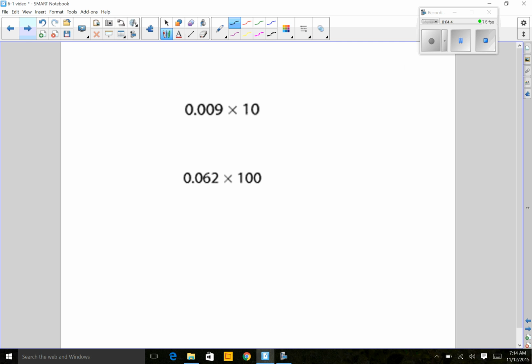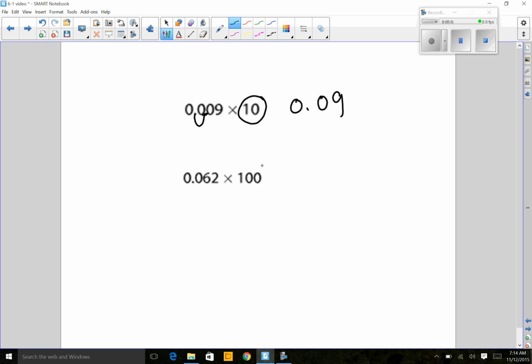Okay, so here's some more examples. If we were doing 9 thousandths times 10, there's 10 times between each of these decimal places. We want to make the number bigger, so we're going to move this decimal place over 1 place. And so it would become 9 hundredths. You only need to have 1 leading 0, so we can get rid of some of those leading zeros.